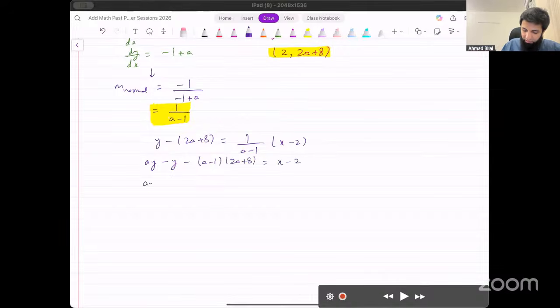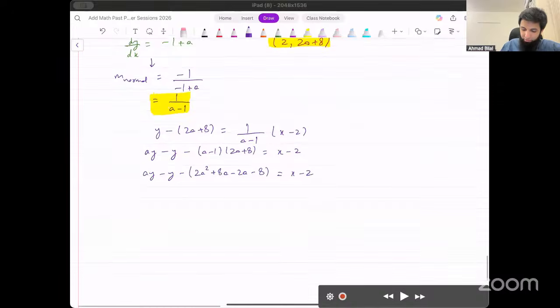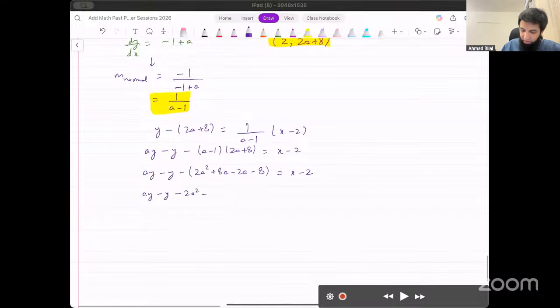Simplify this. Ay minus y minus a into 2a, that will be minus 2a squared. Or what I'll do is I'll just multiply the two brackets first, so we don't make any sign errors. 2a squared plus 8a minus 2a minus 8. On the other side, we've got x minus 2. Simplify this further. Ay minus y, that minus 2a squared plus minus 8a plus 2a plus 8 minus x plus 2 equal to 0.